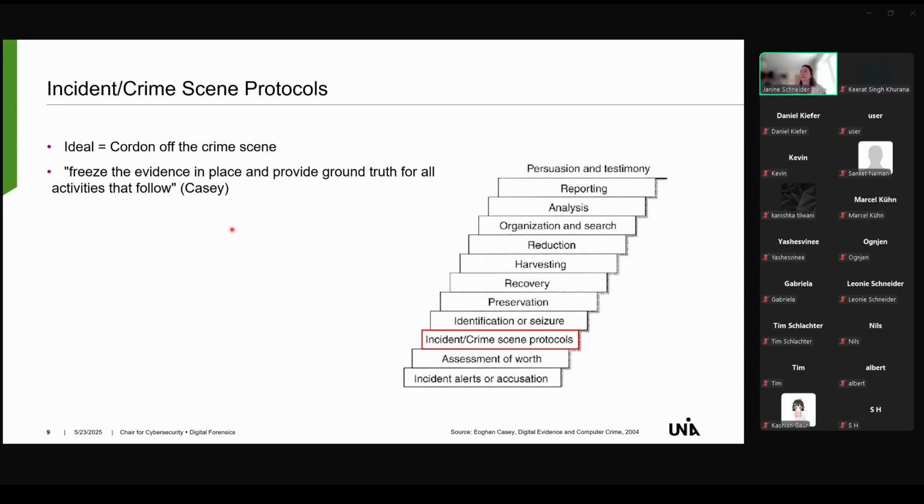But if you think about cybercrime, let's say a scam over the internet, you cannot cordon off the crime scene. That's not possible. But that's the incident crime scene protocol or Tatortsicherung, and that's what you usually want to do, but with digital crimes, it's difficult.